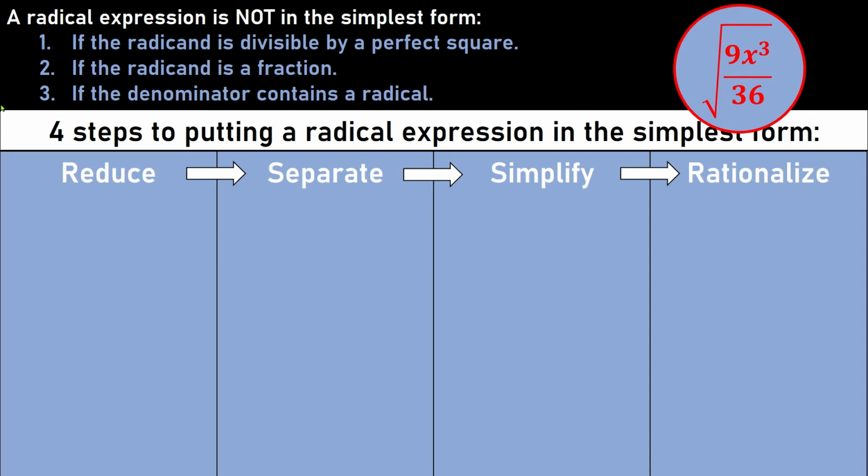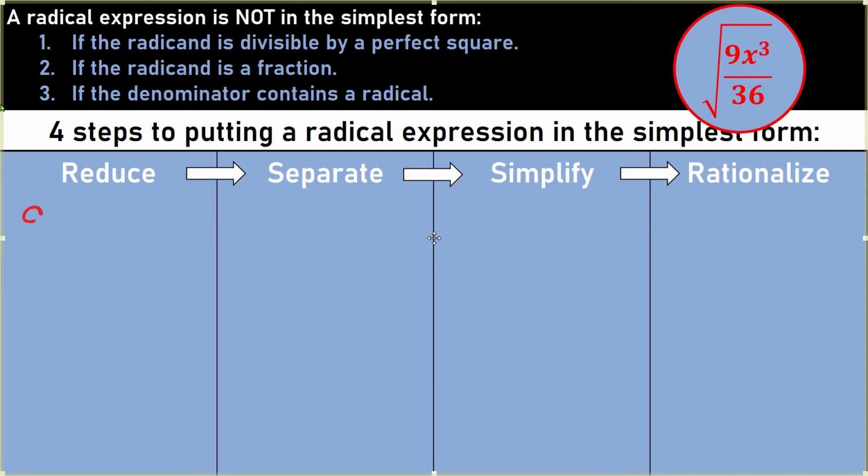and I know that problem is not in its simplest form because the radicand is a fraction. So I need to start by taking care of that problem. I'm going to work my way through the problem until I'm not breaking any of those rules. So to start this problem, my radicand is 9x to the third over 36. And I can reduce the radicand just like I reduce any other fraction. So I want to find the greatest common factor, the biggest number that can go into 9x to the third and 36 evenly. And it turns out that that number is 9.